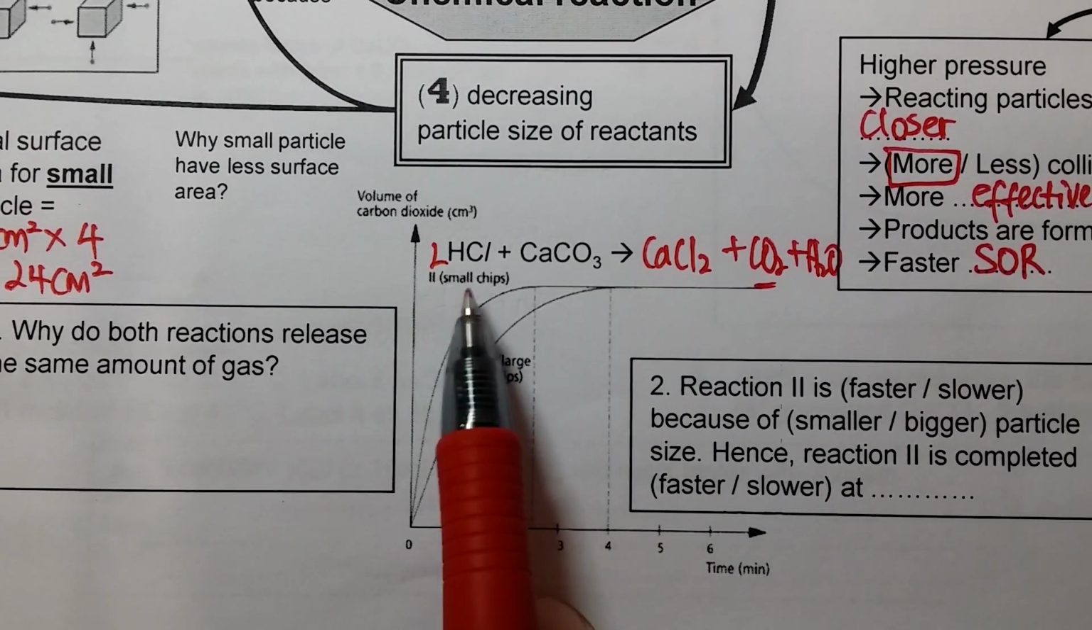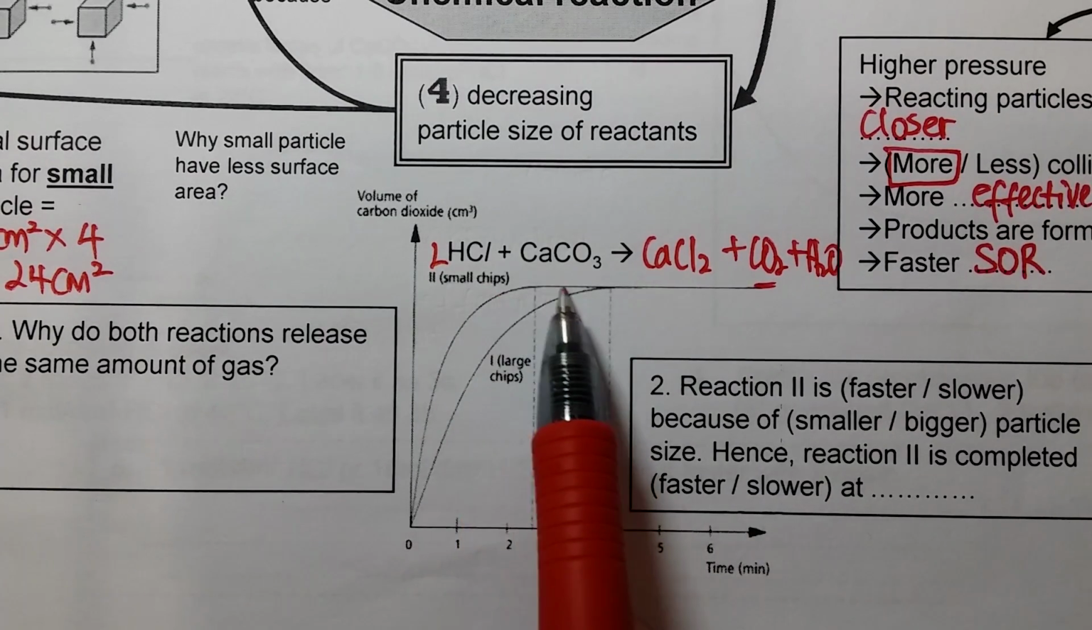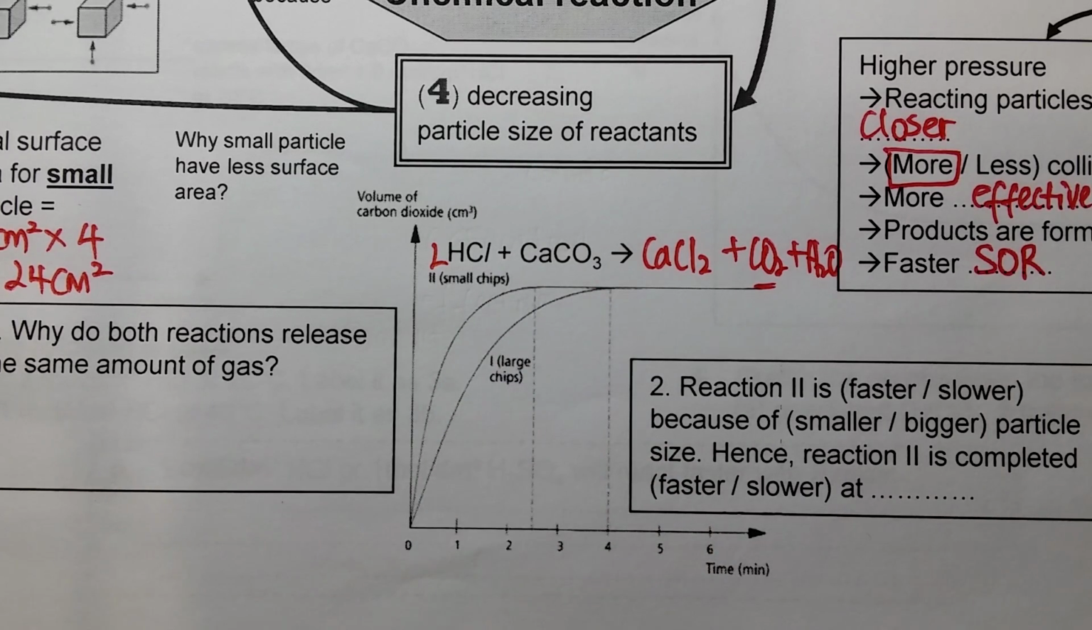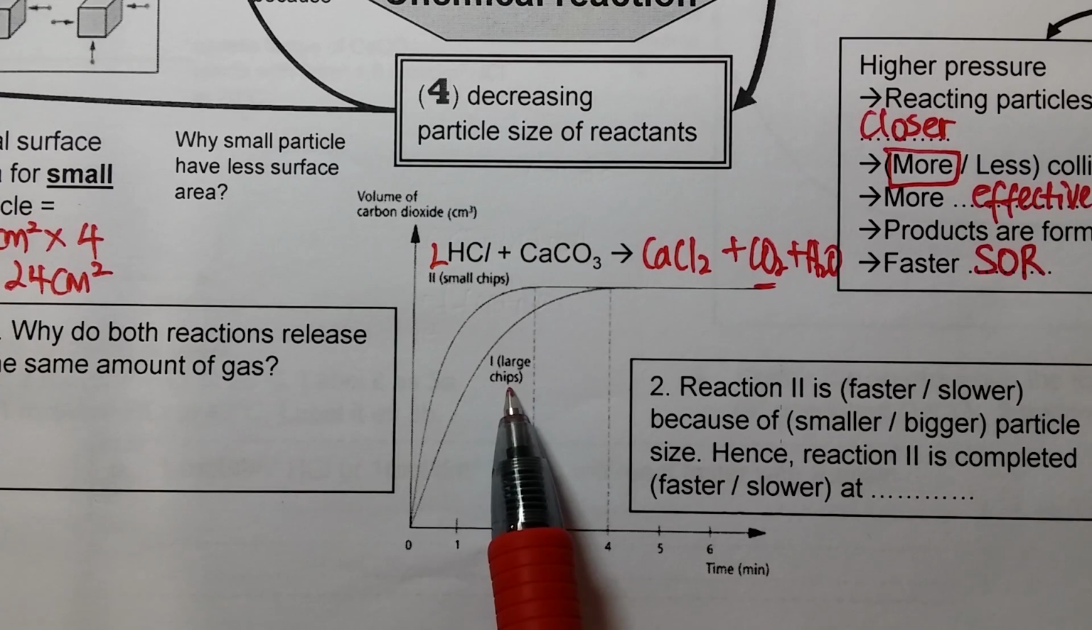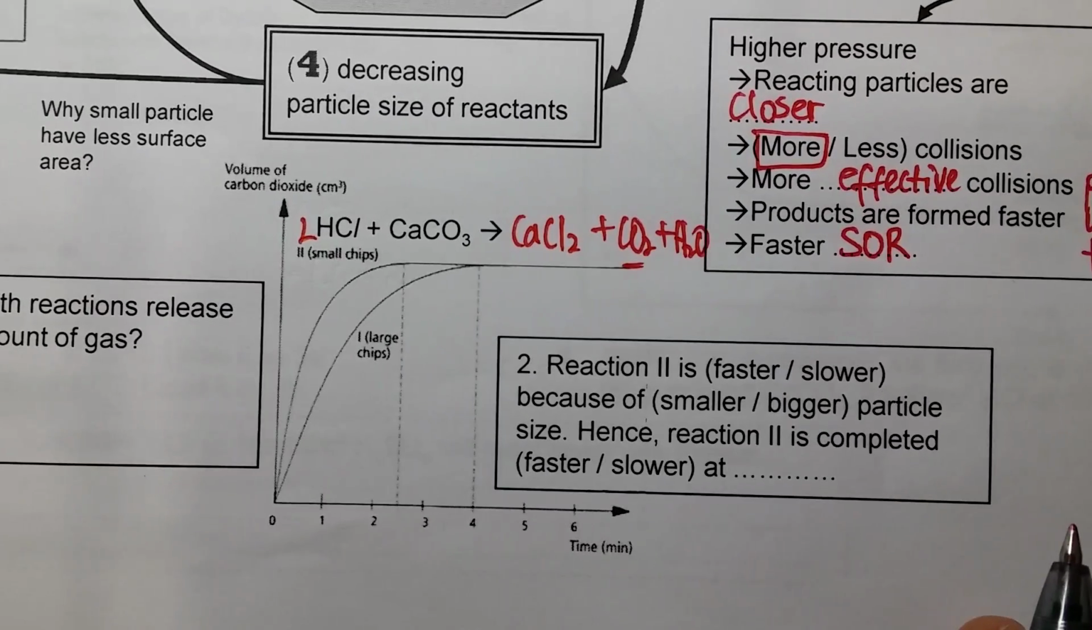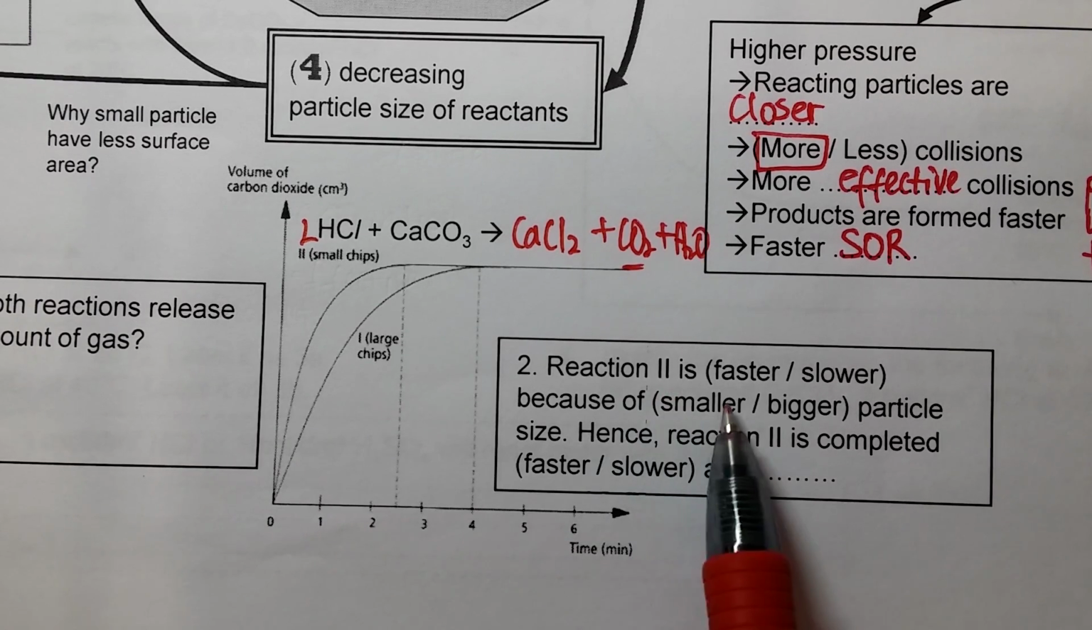Now you have small chips. So this is the curve for the small chips. This is the curve for the large chips. Okay, this is reaction 1, large chips. This is reaction 2, small chips. So which reaction is faster? Is reaction 2 faster or slower?